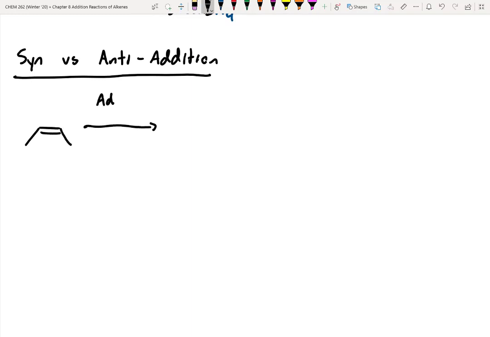This is going to be addition of, I'll just call this X in red and Y in blue. All right, if we think about syn addition, that means that they're both going to be on the same face, right? Meaning both wedges or both dashes. So I would maybe just say X and Y, and this would be syn.